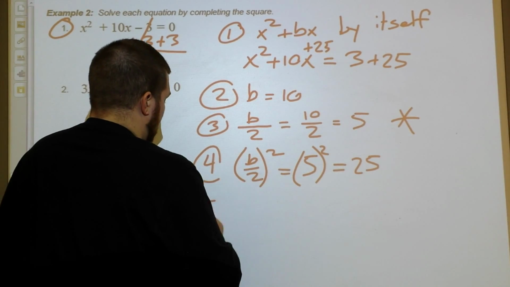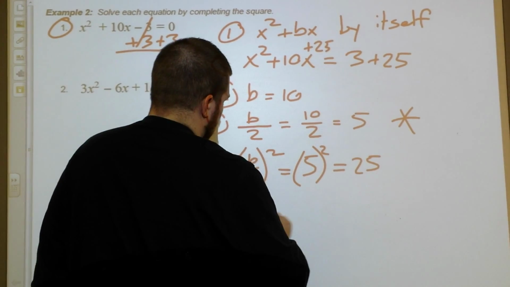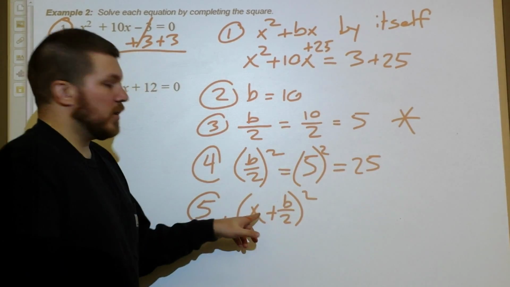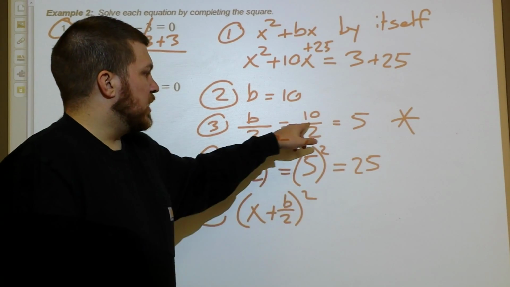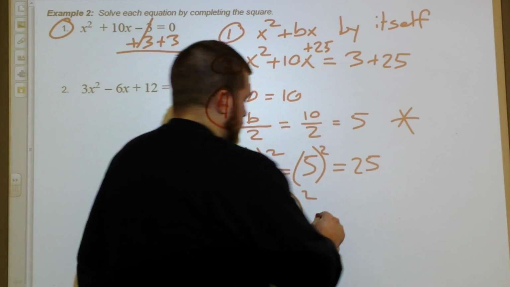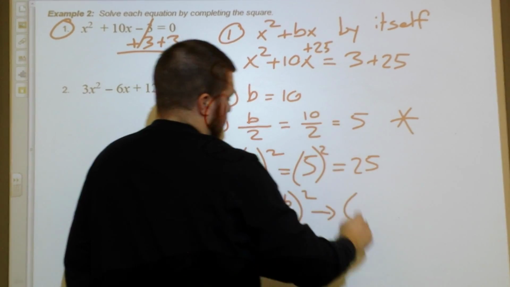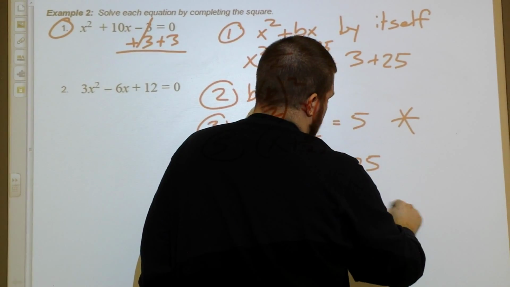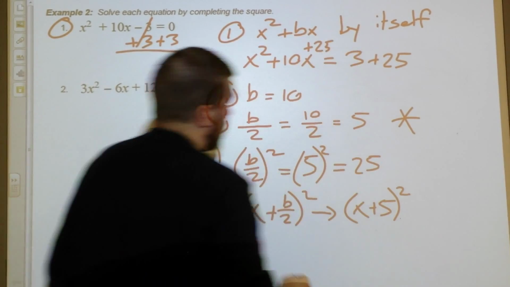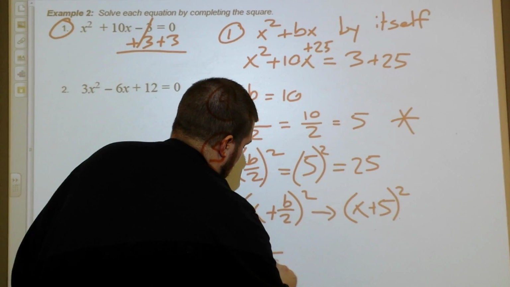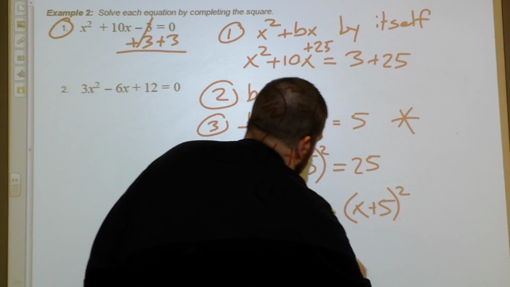So we're going to use our factoring pattern to get that square of a binomial. It's x plus b divided by 2, squared. If you remember, in this problem, b divided by 2 was equal to 5. We found that in step 3. So this perfect square trinomial can be factored into x plus 5 quantity squared. So my problem now becomes x plus 5 quantity squared equals 28.